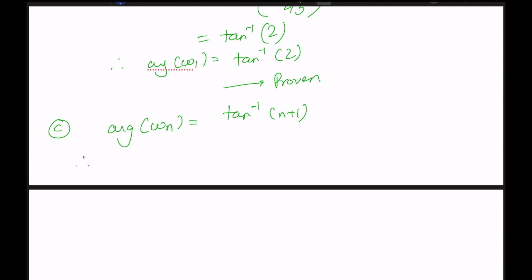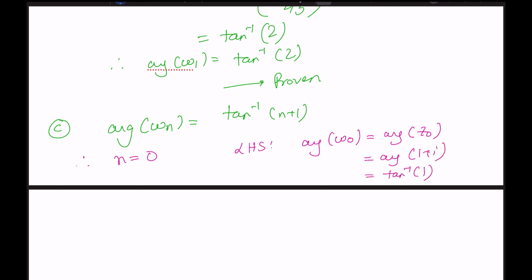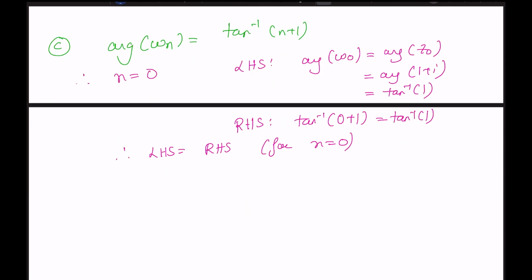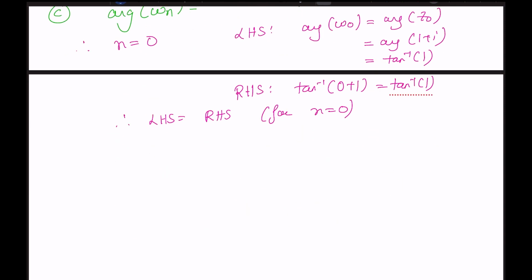Okay, so we'll start with n equals 0. For n equals 0, your LHS would be arg W0. W0 is basically equal to Z0. Z0 is basically 1 plus i. That is tan inverse of 1. The LHS becomes tan inverse 1. Now the RHS, if I put n equals 0, will become tan inverse of (0 plus 1). That is tan inverse 1. Therefore, your LHS is equal to RHS for n equals 0. Hence, I can see that this relation is true for n equals 0.